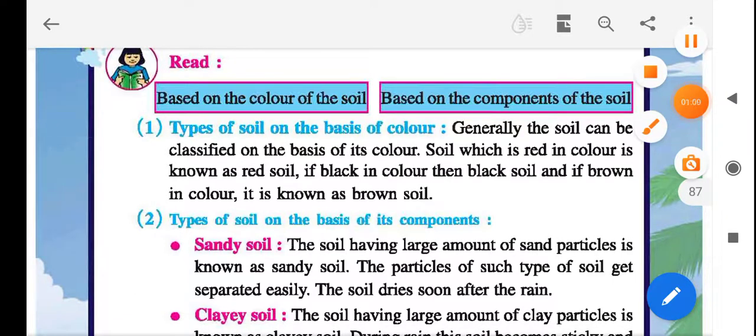Now the next topic is based on the color of the soil and based on the components of the soil. First point, types of soil on the basis of color. Generally, soil can be classified on the basis of its color. The soil which is red in color is known as red soil and black in color is known as black soil. And if it is brown, then it is called brown soil.